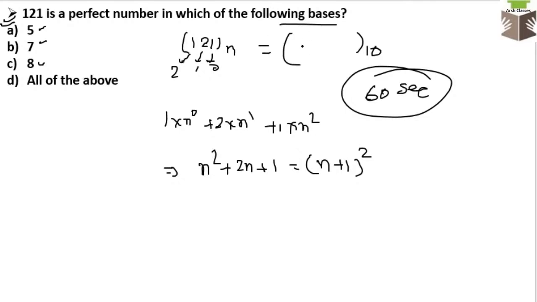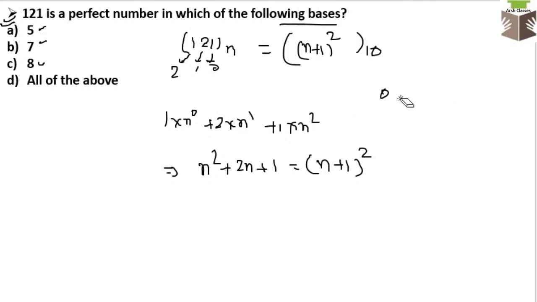So can we write here that (n plus 1) whole square will be the value in base 10? As you can see, this is (n plus 1) whole square. That means whatever value of n you put, you will always get a perfect square. But the condition is, as this is 121, n will be more than 2. So the minimum possible value of n should be greater than or equal to 3. It cannot be less than 3.